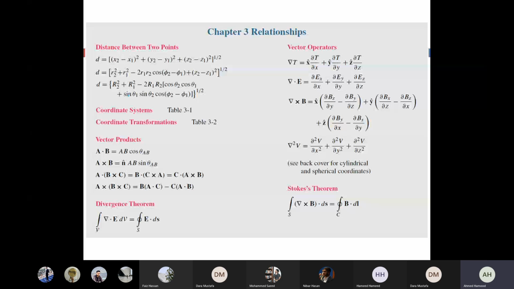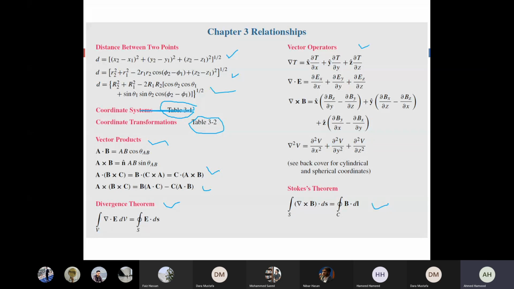So at the end, you can see the relationship of all. You can see the distance between 2 points. You can use this for Cartesian, this for the second coordinate, which is cylindrical, and this for spherical. The transformation points you already have in table 3.2. The coordinate systems you have in table 3.1. The vector product is also highlighted to you. Divergence, you have it. Vector operations you have, and Stokes theorem you have here. That's all the equations which you need in this chapter.